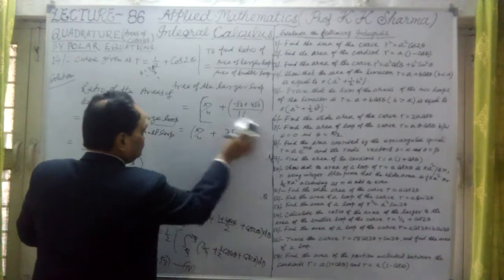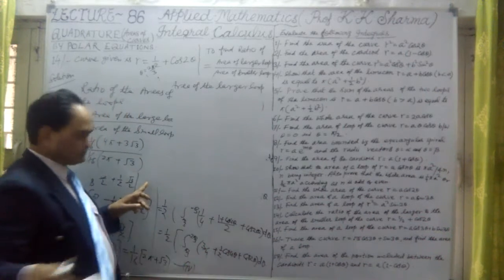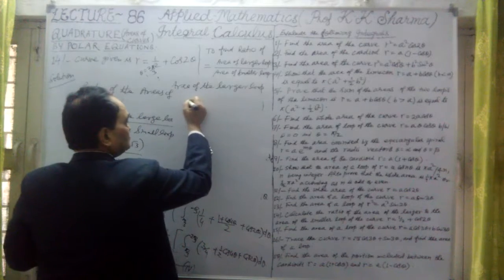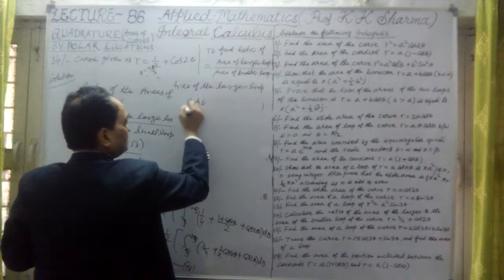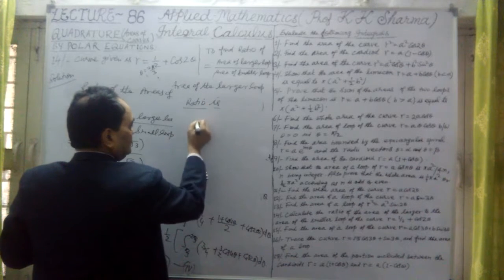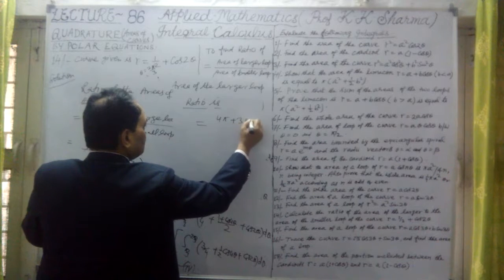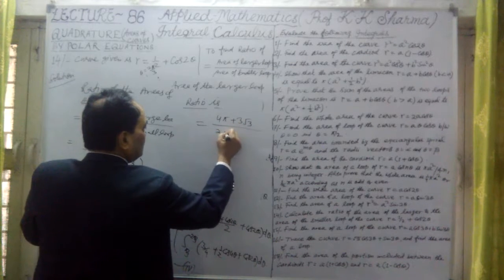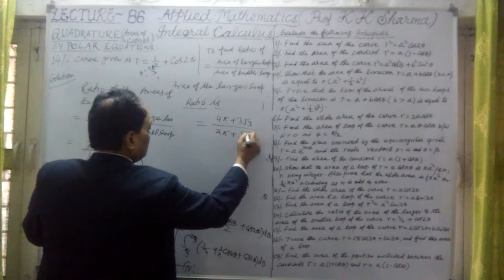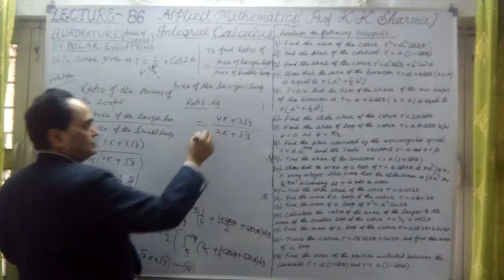Let me write here. So final answer. So ratio is equal to 4 pi plus 3 root 3 divided by 2 pi plus root 3. This is the answer here.